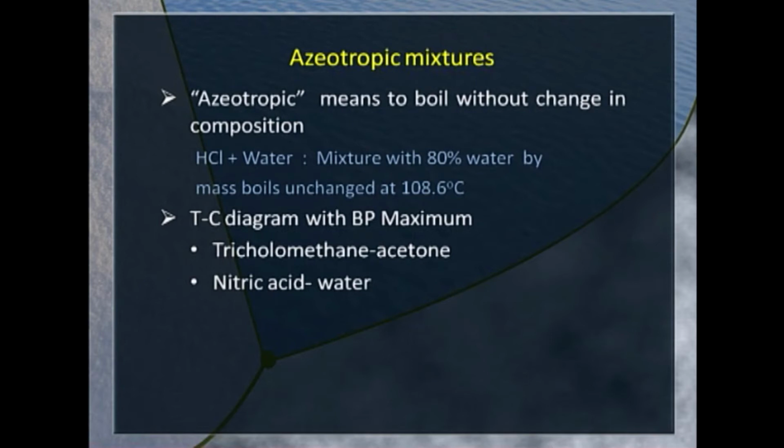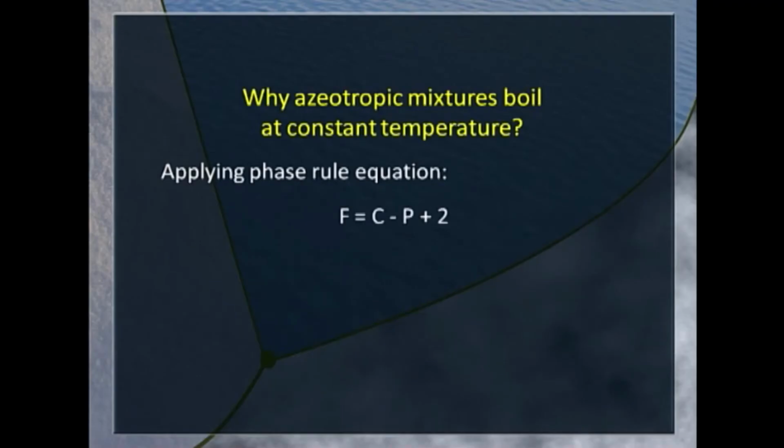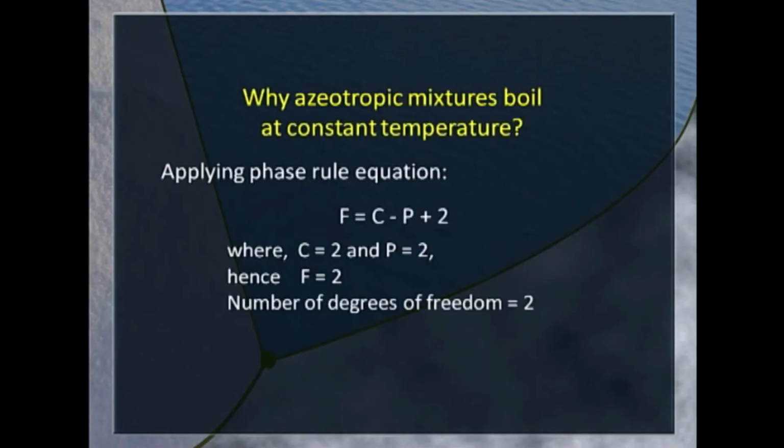There are systems showing boiling point maximum. One is the trichloromethane acetone mixture, the other is the nitric acid water mixture. And as I told you, there are systems showing boiling point minimum. Ethanol water is one example that we have seen, another is offered by the dioxane-water system. Why do azeotropic mixtures boil at constant temperature? We can look for an answer in the phase rule. We use the equation F is equal to C minus P plus 2.